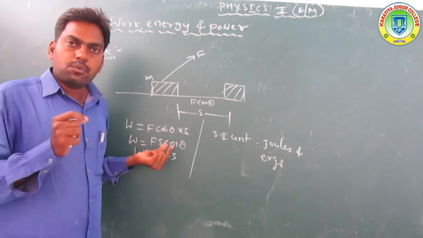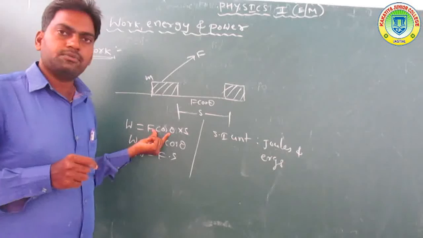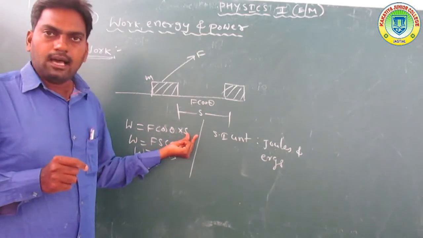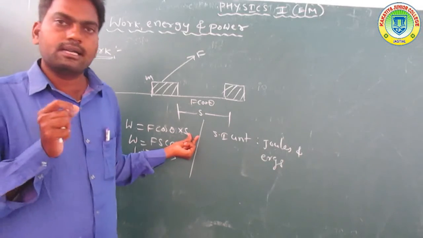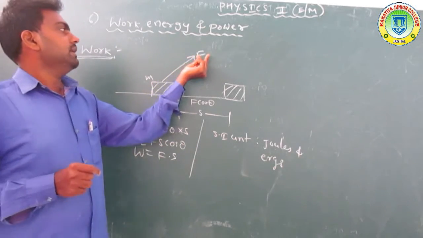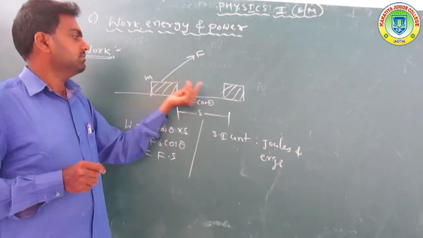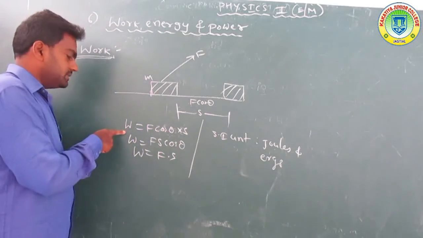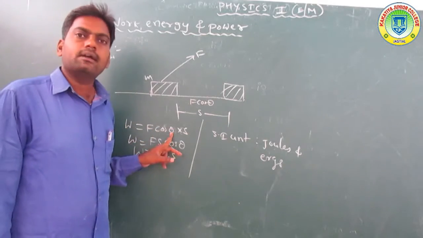So what is work? It is the product of the component of force along the direction of displacement, and S is the magnitude of the displacement or distance. That is called work. Suppose a force is applied on your body and it moves through some displacement S. According to the definition, W is equal to F cos theta into S.